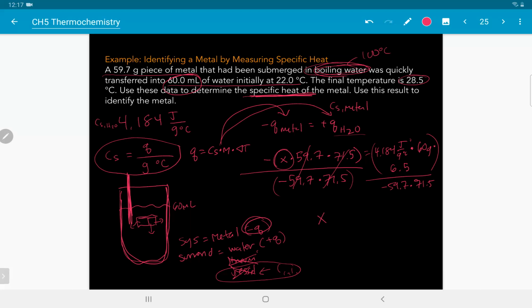So I could say X, which is the specific heat capacity of the metal, is equal to this math. So on the calculator, 4.184 times 60 times 6.5, divided by 59.7, divided by 71.5. And that is 0.382 joules per gram degree Celsius.